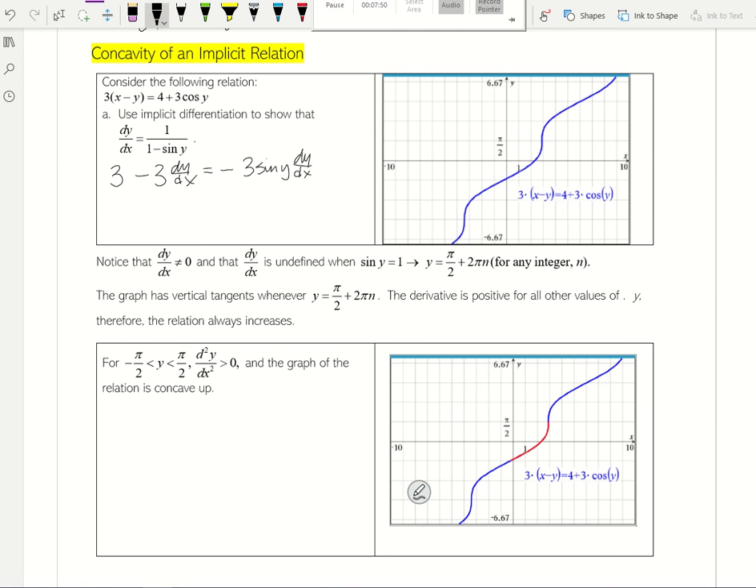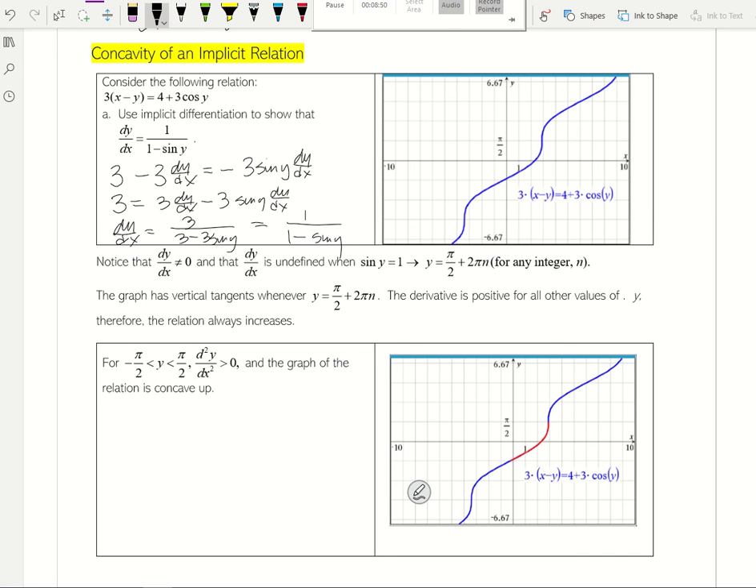Okay, now we have to get the dy/dx on the same side. So I'll move this over to that side. So 3 equals 3 dy/dx minus 3 sine y dy/dx. Then you just want to factor out the dy/dx and divide. So I'm going to get dy/dx equals 3 divided by 3 minus 3 sine y. Does everybody see what I did? Now I'm just going to divide the 3's out, so it reduces to 1 over 1 minus sine y. So that's exactly what I was supposed to show.